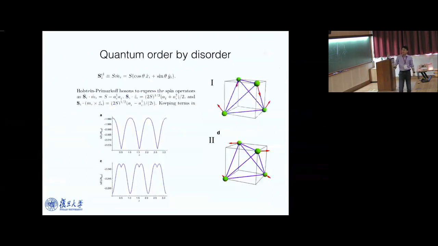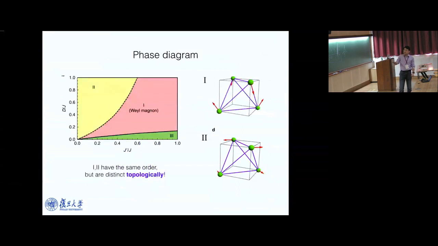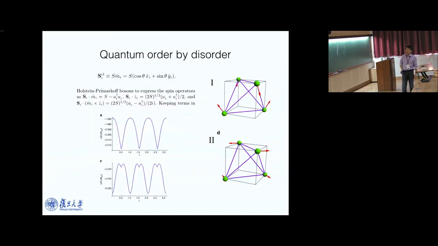So that's why region 1 with Weyl magnon excitations covers a wider range of phase space, because they are robust. Once it's created, it's not going to be one point in the parameter space. It's going to occupy a large region of your phase space. So that's why it covers a large range of your parameter space.